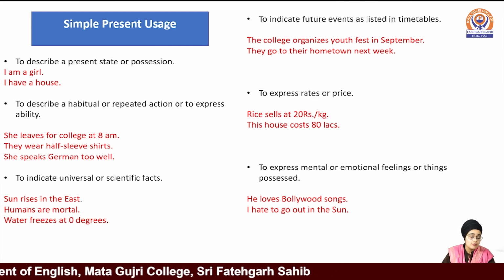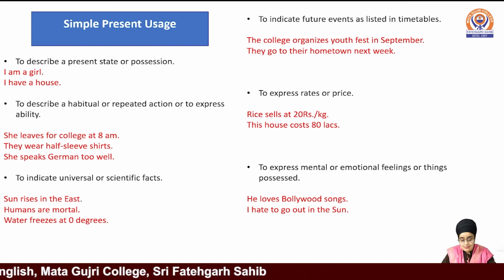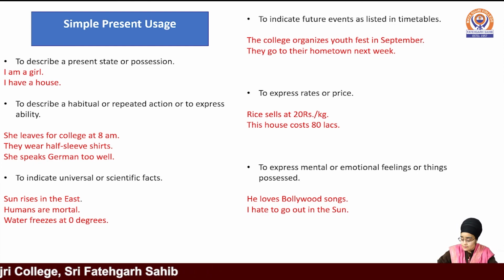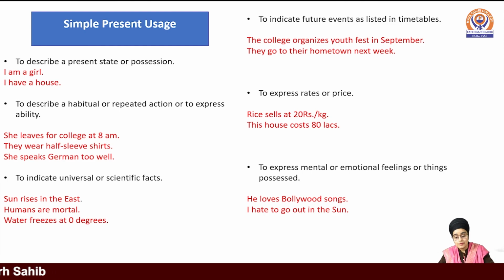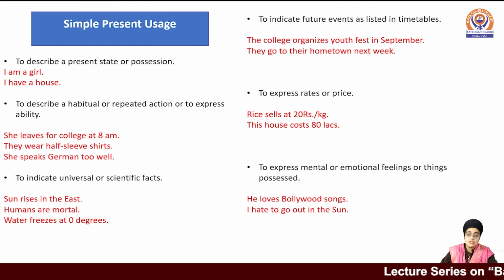For example, the sun rises in the east. Humans are mortal. Water freezes at 0 degrees. Water boils at 100 degrees. So something which is not going to change over the period of time will be indicated by simple present tense. Fourth, simple present tense is used to indicate future time, future events which are recorded, which are listed in timetables, which are already planned. For example, the college organizes Youth Fest in September. It is already planned, it is already documented. For example, they go to their hometown next week.